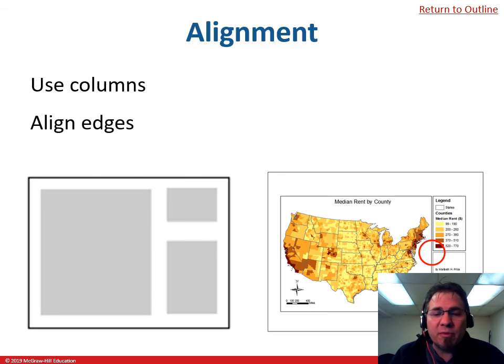I designed websites for several years. You usually use 2 to 3 columns in most cases. Okay, and you want to align your edges. Now, I will fully admit that that triggers my OCD if I see things that aren't aligned correctly. There are alignment tools that you can use when in layout view in GIS, so make sure you use those.